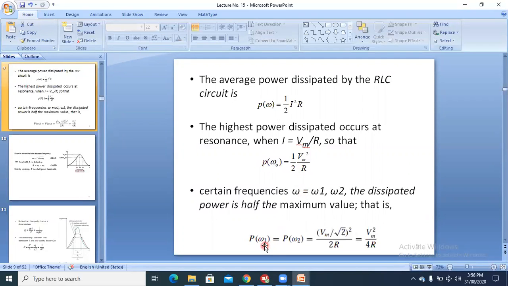So at omega 1 and omega 2, which are the half power bandwidth points, the voltage Vm is Vm by root 2. At this point, the power of the circuit is Vm square by 4R. So the power at the frequencies omega 1 and omega 2 is Vm square by 4R.